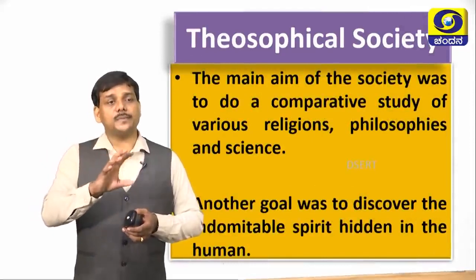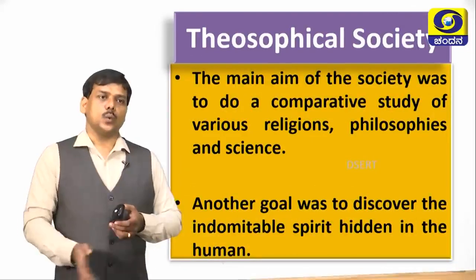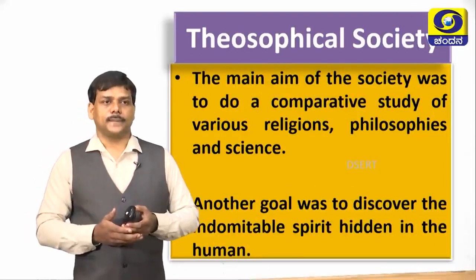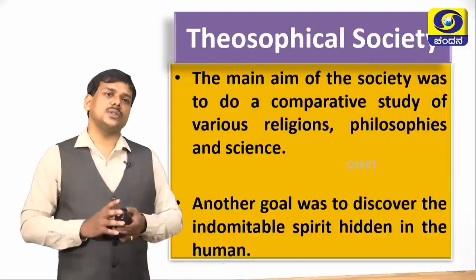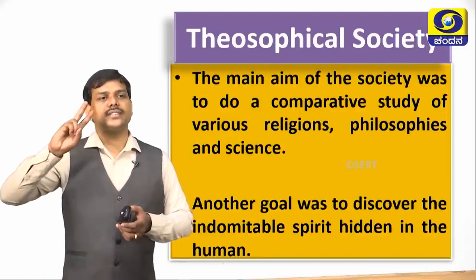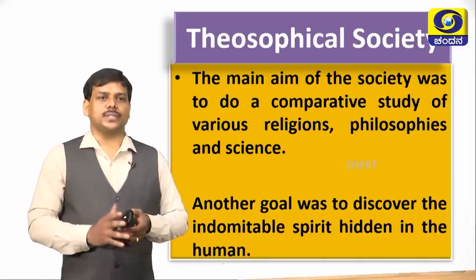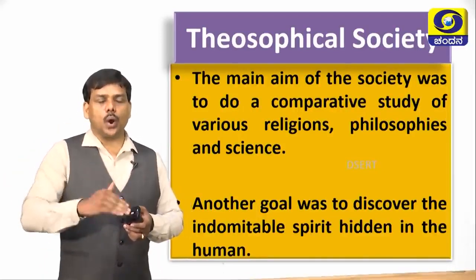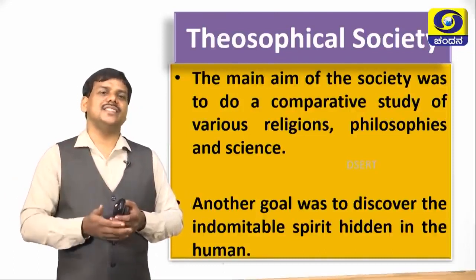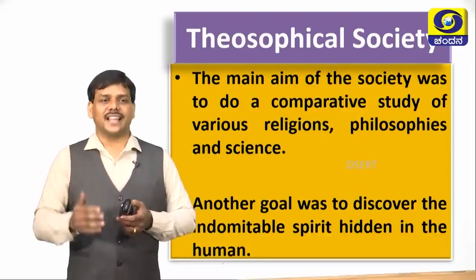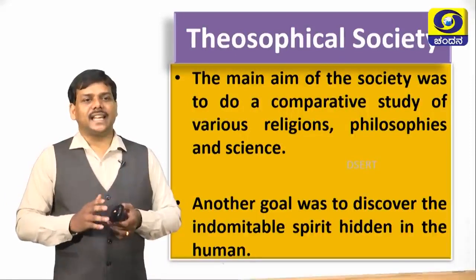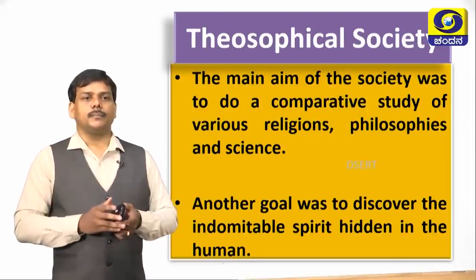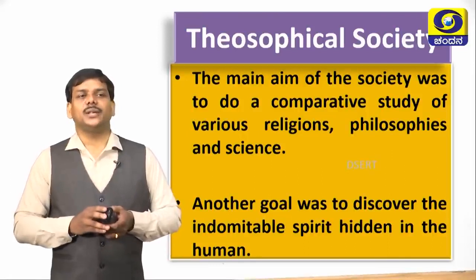What were the aims of the Theosophical Society? Why did Madame Blavatsky and Colonel Olcott start it? Here we can see two important aims. First, to do a comparative study of various religions, philosophies and science. Another important goal was to discover the indomitable spirit hidden in the human.